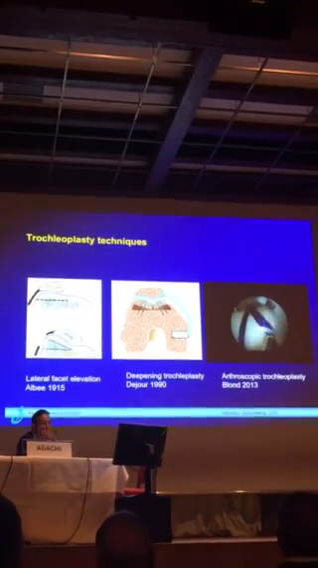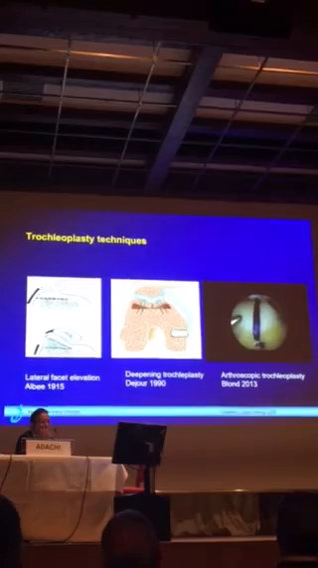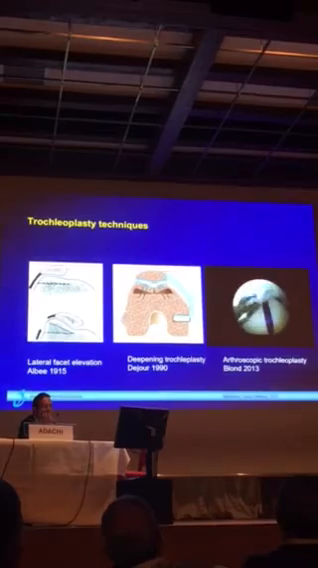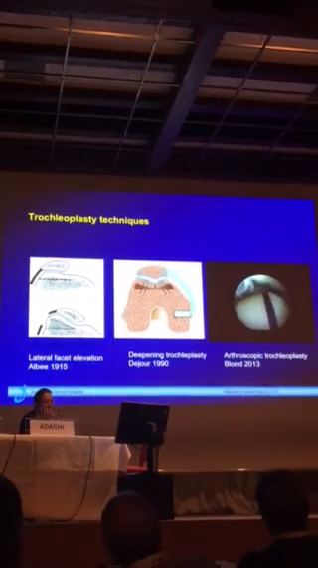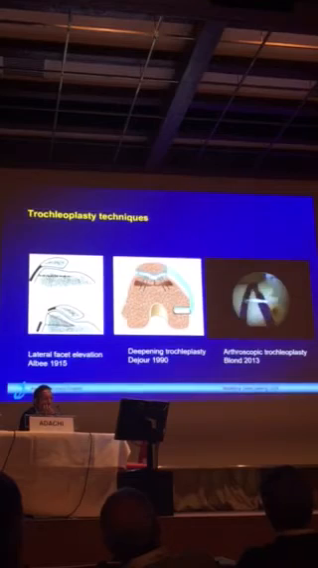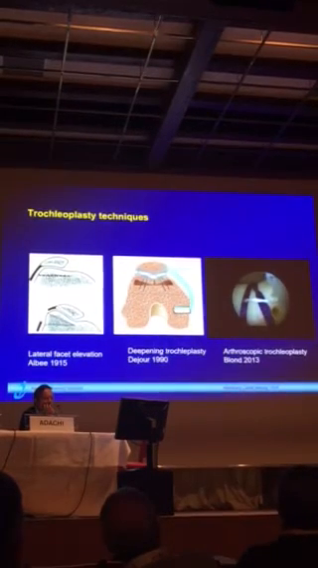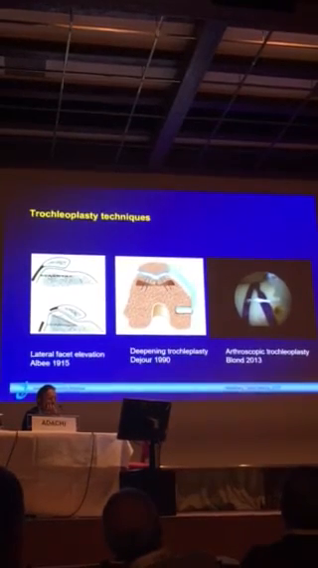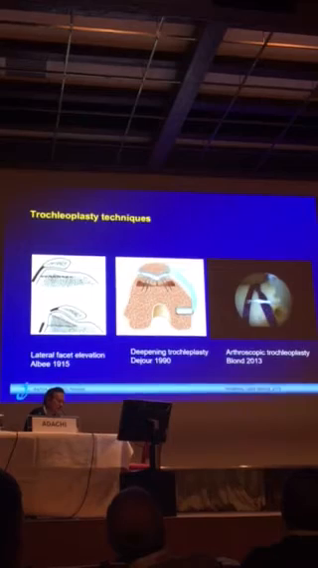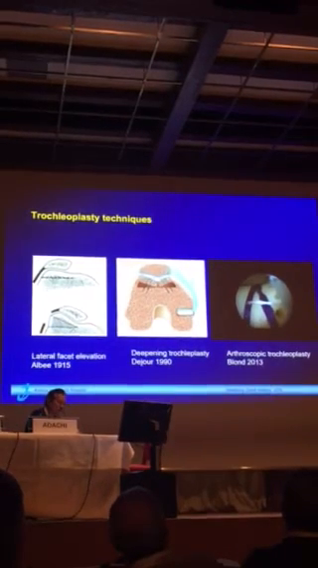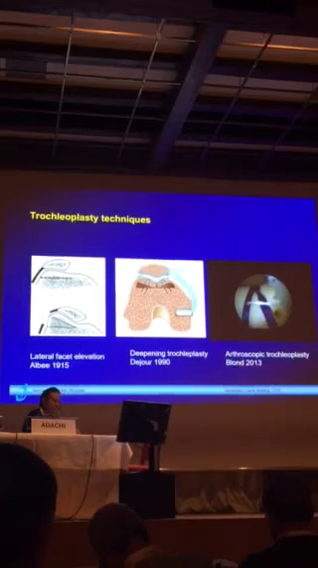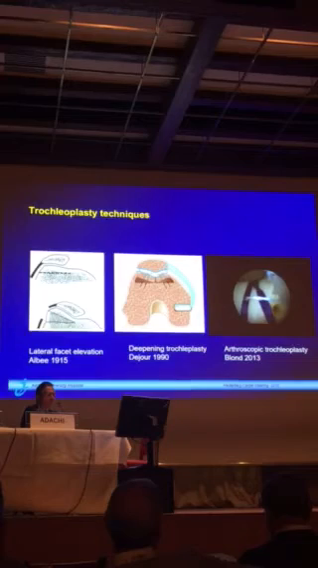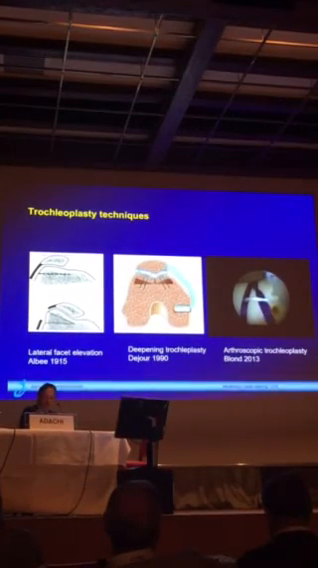Trochleoplasty has been known for many years, but it's not widespread because it's major surgery and not easy to do. It was described as early as 1915 with an elevation of the lateral facet, but it was more popularized by Dejour, with the deepening trochleoplasty, where bone is removed under the articular surface, and then a new sulcus is created. More recently, an arthroscopic technique, as seen here, has been described by Blønd, where it's actually possible to loosen the cartilage arthroscopically and fix it with resorbable tapes, as seen here.